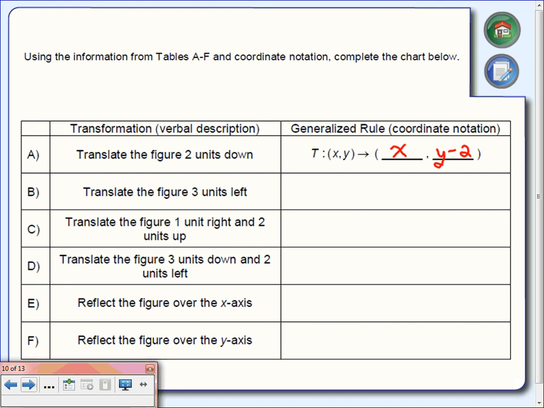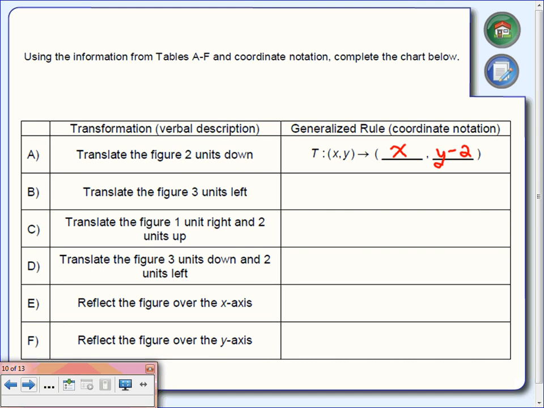XY was the original point, the original ordered pair. Now, because I'm moving 2 units down, the only thing that's going to change is the Y. The X is going to stay the same, which is why you see an X right here. Why do I have a -2? Because we're moving it down 2 units. So this is the coordinate notation.